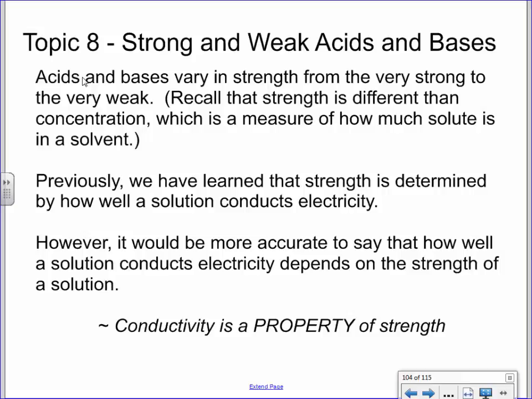Okay, so I want to start with an apology. I do this a lot of times here. But I need to actually change your definitions of strong and weak. It's not based on conductivity, it's actually based on percent ionization. Okay, I'm actually going to write that down here. Strong and weak is actually based on what we would call a percent of ionization. And I'll show you what I mean in a second. I-O-N-I-Z-A-T-I-O-N.